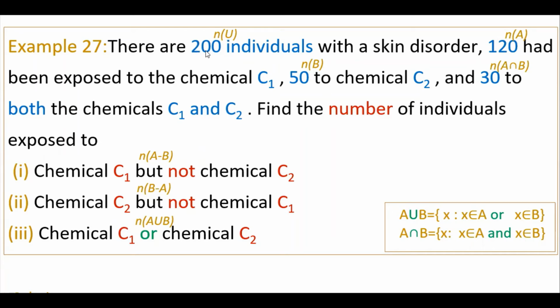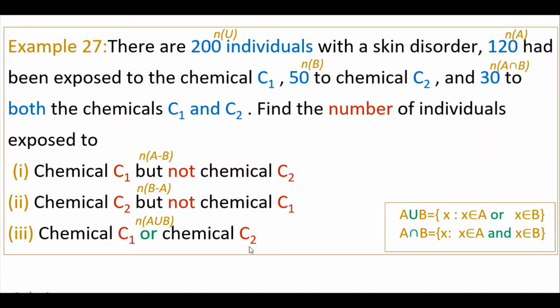So you have to assume this as the universal set. So N of U is equal to 200 here, and N of A is 120, N of B is 50, and N of A intersection B is 30. And here, chemical C1 but not chemical C2. That means you have to exclude B. C1 is A, so you have to exclude B. That means N of A minus B. And here, C2 but not C1. That means you have to exclude A. You have to take B. So N of B minus A.